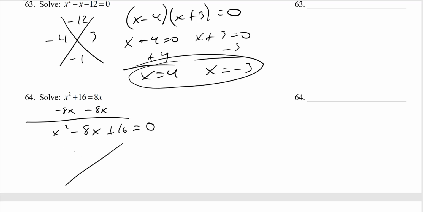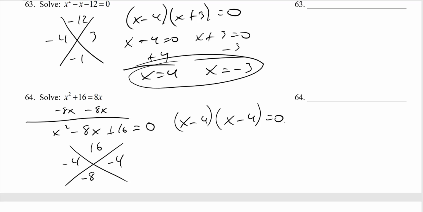And then factor. So you get 16, negative 8x, or negative 8, and then it's going to be negative 4, negative 4. So it's going to be x minus 4 and x minus 4 equals 0. So there's only really one answer because you don't want to set both of them. They're the same thing. So x minus 4 equals 0. Add 4, x equals 4. Okay. We're getting there.